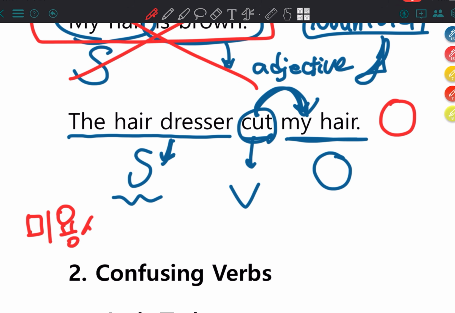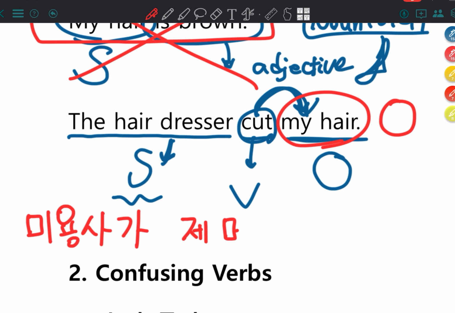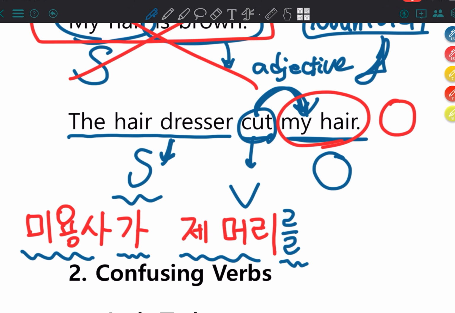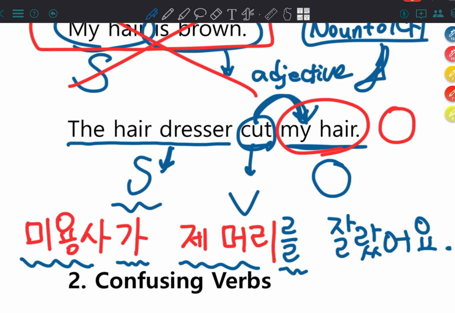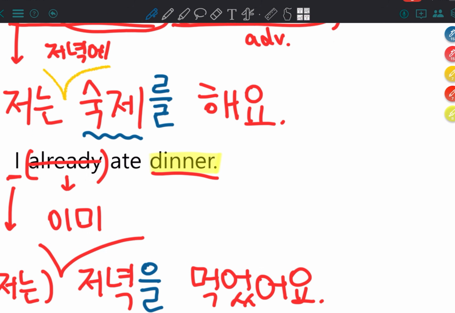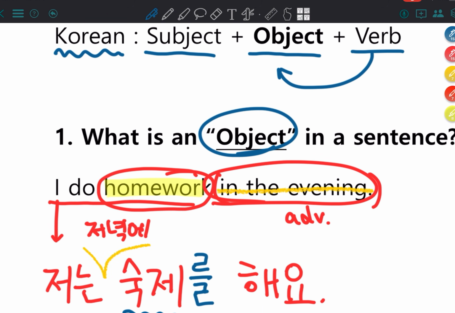미용사는 or 미용사가. My hair, 제 머리 means my hair, and since this is an object, you can mark it with 를. So subject marking particle, object marking particle, and then cut. 잘랐어요. You can use it like this. So that's all the basics you need to know about the object marking particle.